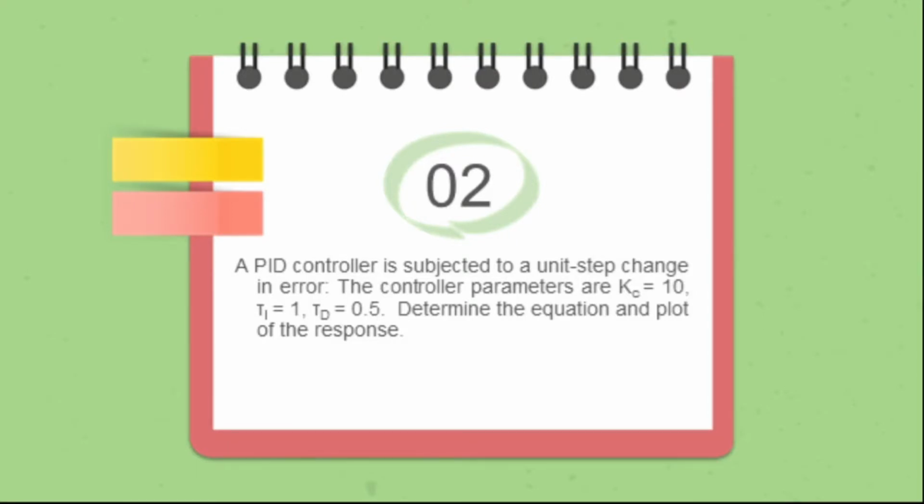For number 2, a PID controller is subjected to a unit step change in error. The control parameters are Kc, or the proportional gain, equal to 10, reset time tau I equal to 1, and derivative time equal to 0.5. Determine the equation and plot of the response.